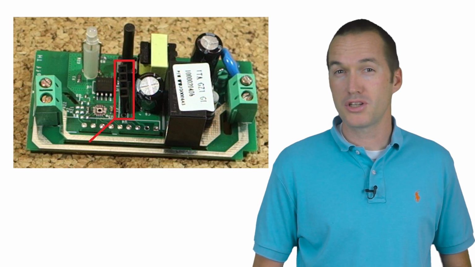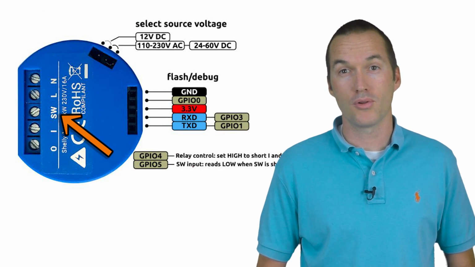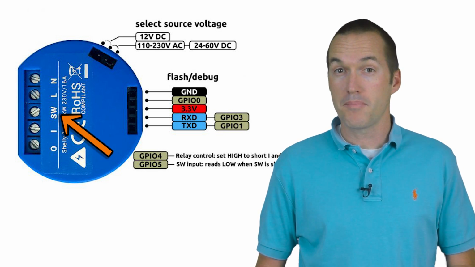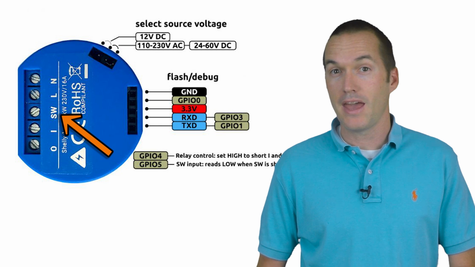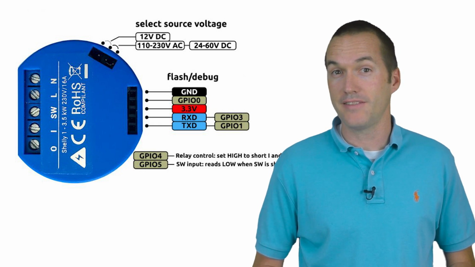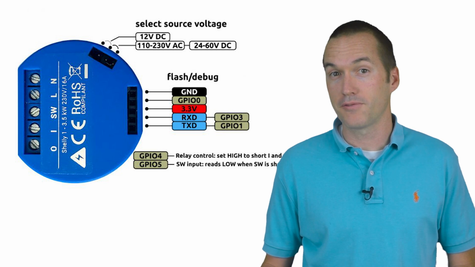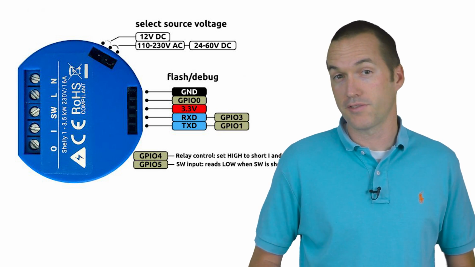So how do you switch the Shelly 1 manually? The Shelly includes a switching terminal labeled SW. Applying mains voltage to the SW pin grounds GPIO 5 and triggers the relay. This means you're welcome to keep your existing AC switch since it's rated for mains voltage, but you can't use a low voltage switch like people often do with the Sonoff.